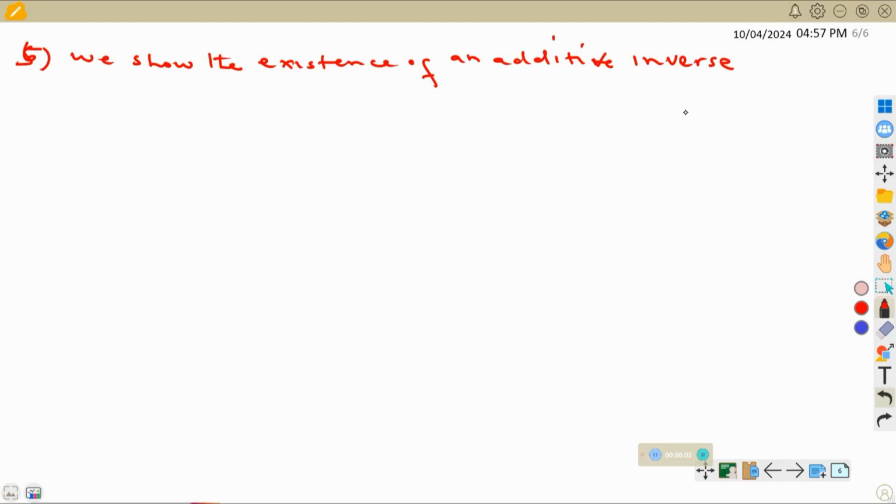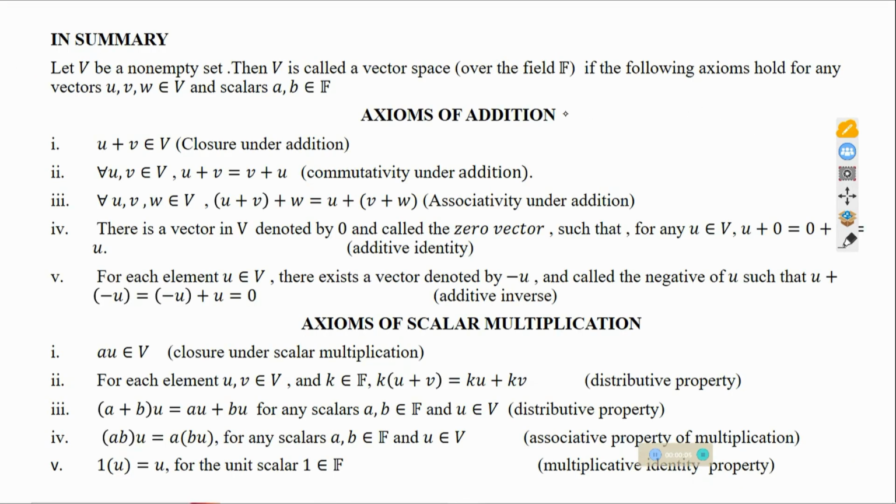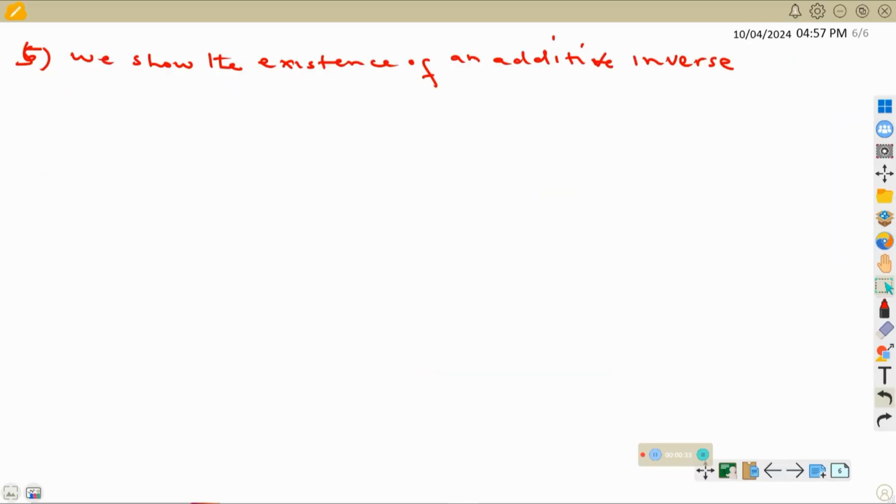Axiom number 5, we need to show the existence of an additive inverse. And that additive inverse says that if we consider an element u from V, there exists a vector denoted by negative of u, such that when you get u plus negative of u, you will be getting 0, which is the same as having negative u plus u. So that is what we need to prove. So we need to prove the existence of additive inverse.